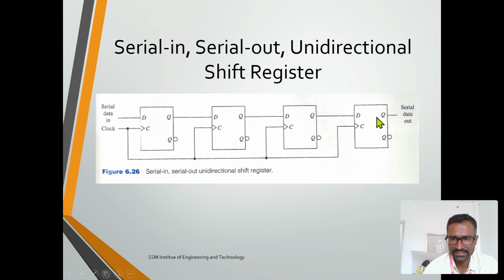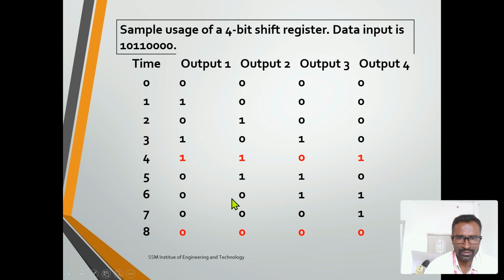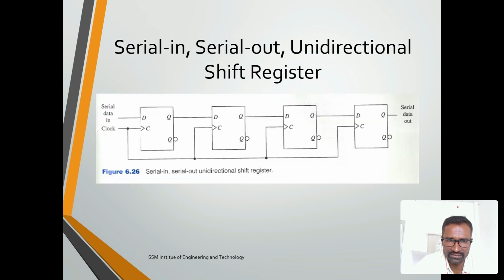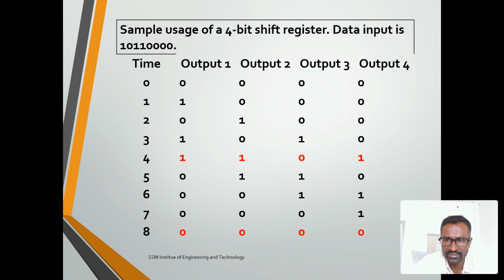Okay, so that is serial in and serial out. For better understanding, I'd like to show one example as a sequence here. So here I'm using a sample 4-bit shift register. The data input is 10110000. It is 8 bits of data input here, but I'm using a 4-bit shift register like what we saw here. So first one, second one, third one, fourth one, four flip-flops, output 1, output 2, output 3, output 4.